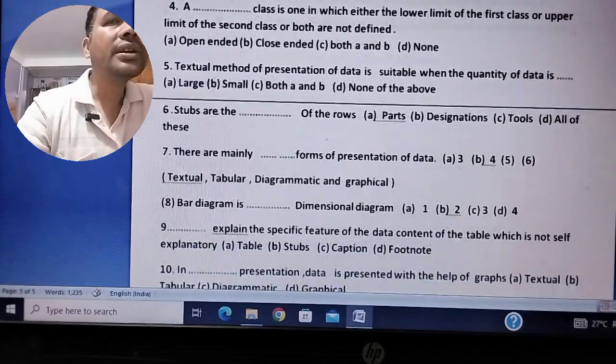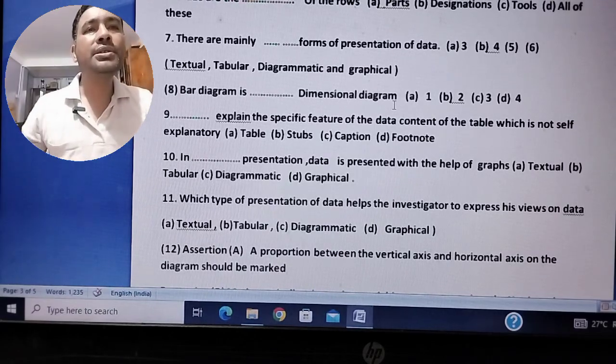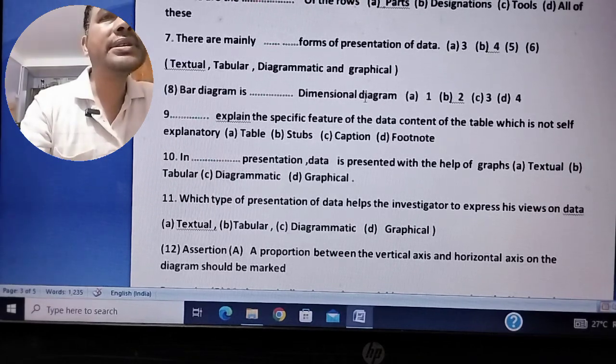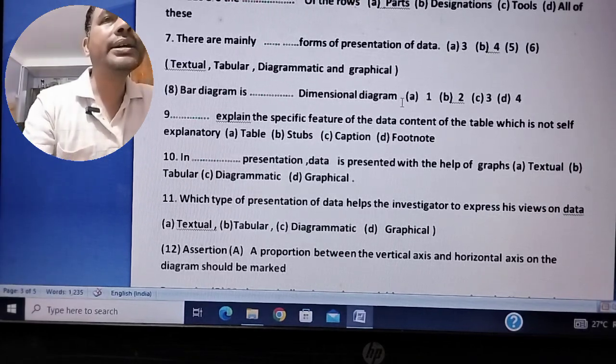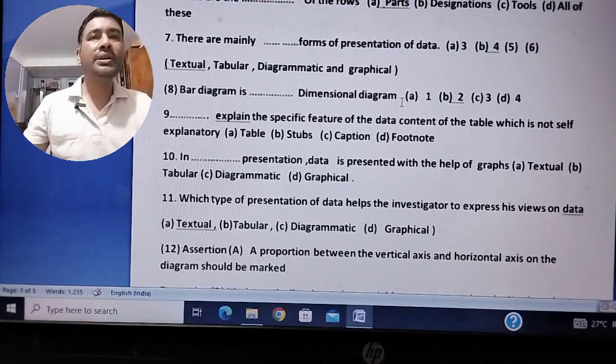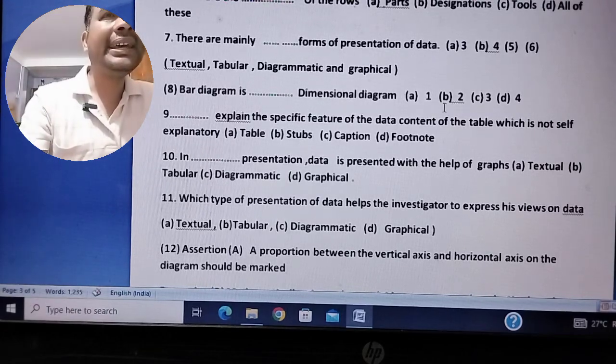Okay. Next, bar diagram is dash dimensional diagram. Diagram may be 1-dimensional, 2-dimensional, 3-dimensional, 4-dimensional. So bar diagram is 1-dimensional diagram or single dimensional diagram. Okay, bar diagram is 1-dimensional diagram, or it may be asked as single dimensional diagram. So the right answer for question number 8 is A, that's 1.